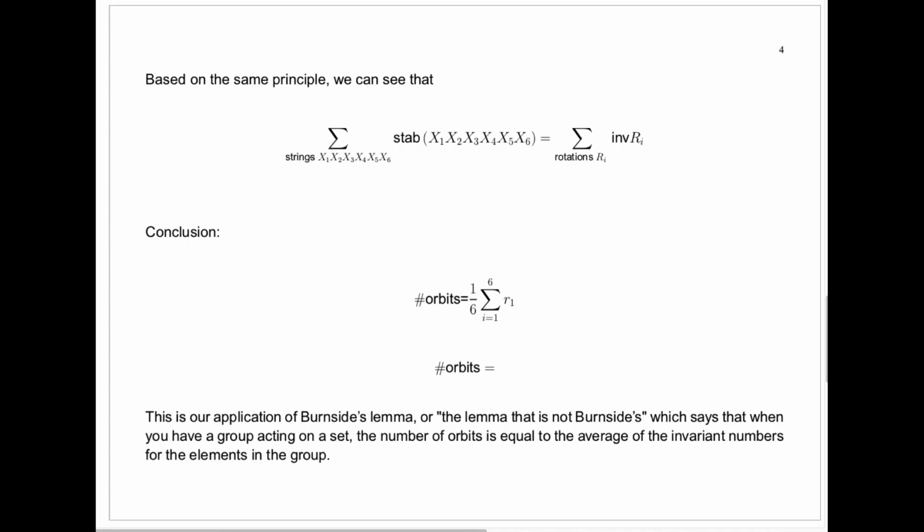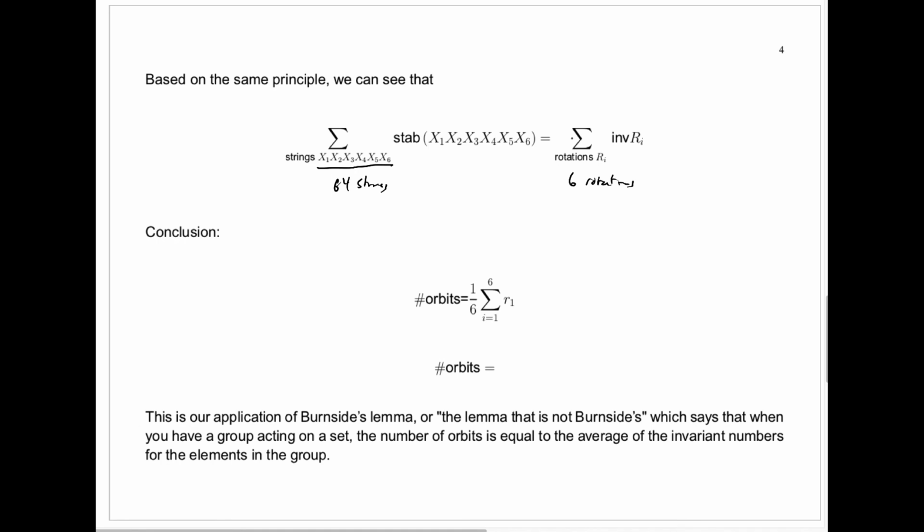I claim if you sum over all the strings, in this case we have 64 strings, you sum up their stabilizer numbers, you'll get the exact same thing as if you sum up over all the rotations. Here we just have 6 rotations, R0 through R5. You sum their invariant numbers. Why should you get the exact same thing?